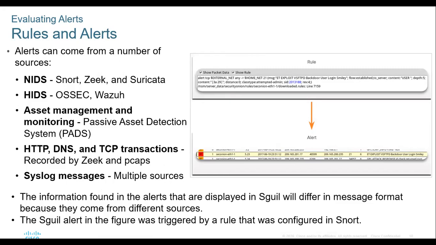The information found in the alerts that are displayed in Sguil will differ in message format because they come from different sources. The Sguil alert in the figure was triggered by a rule that was configured in Snort. So it is important for the cybersecurity analyst to be able to interpret what triggered the alert so that the alert can be investigated. For this reason, the cybersecurity analyst should understand the components of Snort rules, which are a major source of alerts in Security Onion.